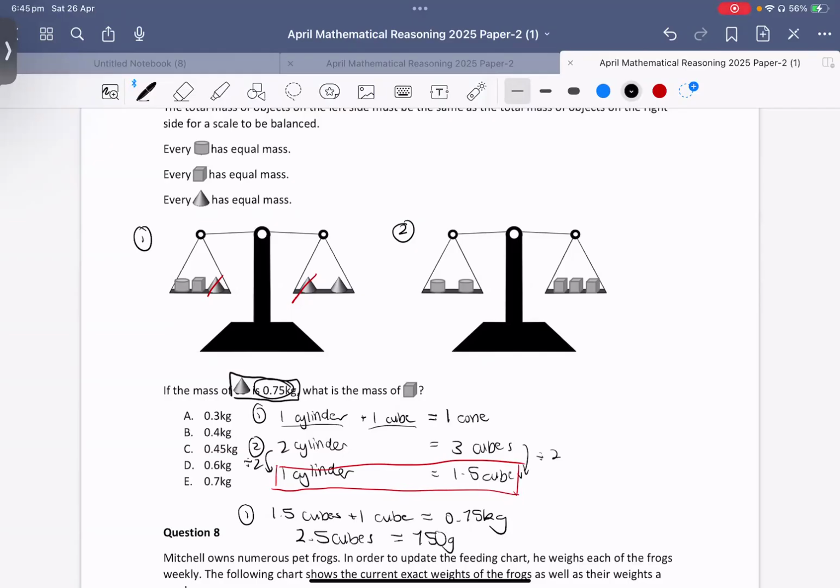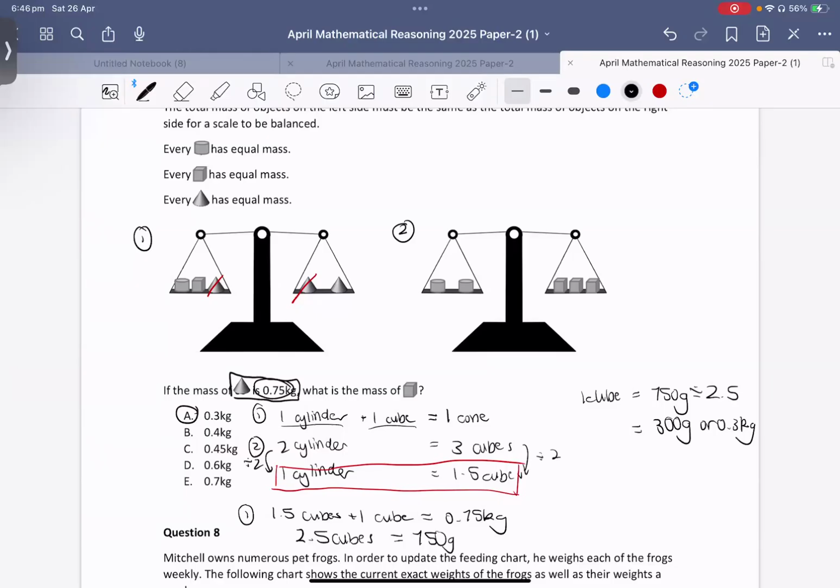Or you can keep this as kilograms if you like to work with decimals. And if 2.5 cubes is 750, we can divide both sides by 2.5. So 1 cube would equal 750 grams divided by 2.5. And hopefully you understand that that is 300. Okay, so that gives us our answer of A. Hopefully that makes sense.